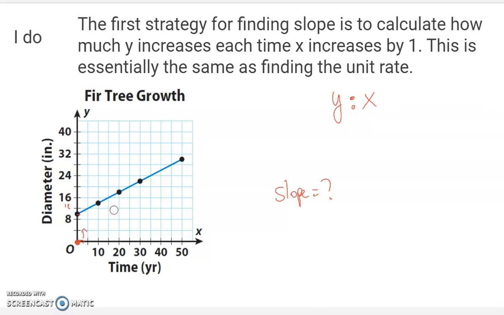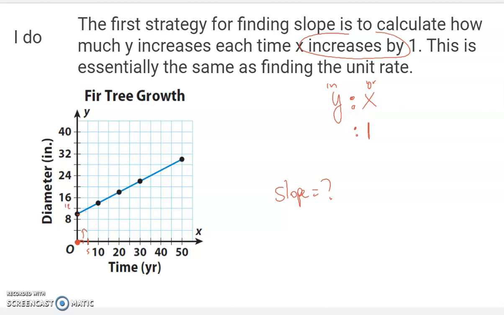That's the slope. How much does it increase in inches, which is y, each time 1 year passes? Okay, so we want that. We want to know each time x increases by 1. This is finding the unit rate. So in 1 year, how much does this tree grow? Again, this goes by 5, so I can't obviously look at this and see how far it goes in 1, so I'm going to have to do some thinking here.